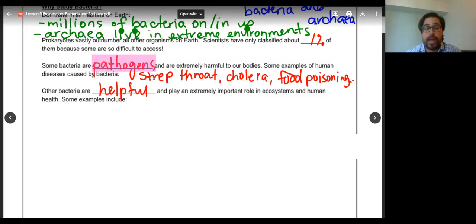There are bacteria, however, that are very helpful and play a very important role in day-to-day life for humans. That helpful bacteria allows our ecosystem, both the human ecosystem and the ecosystem around us, to function the way we need it to.